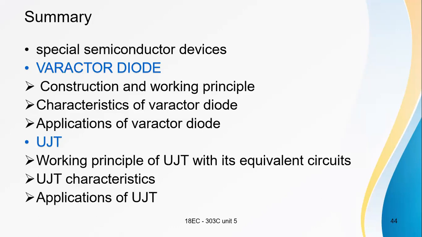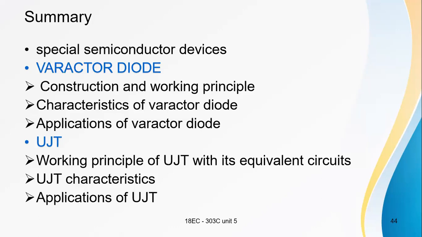That means the width of the depletion region and the capacitance are inversely proportional. We know that Ct equals epsilon into A by the width of the depletion region. So applications of varactor diode are FM modulators and voltage controlled oscillators. In all these cases, we can use the varactor diode.